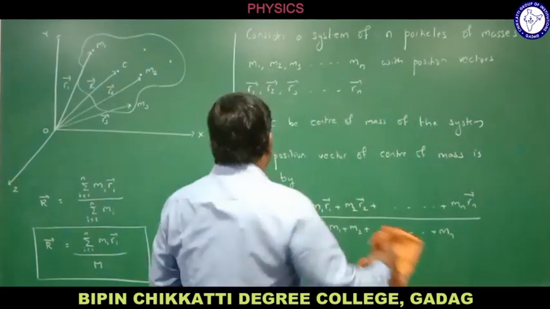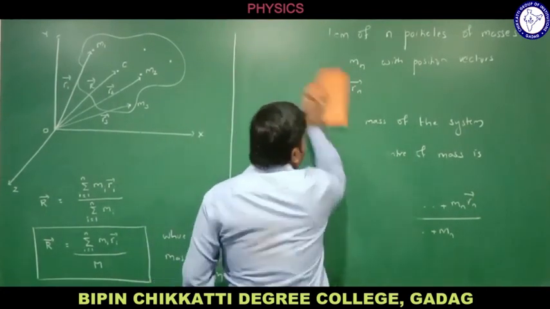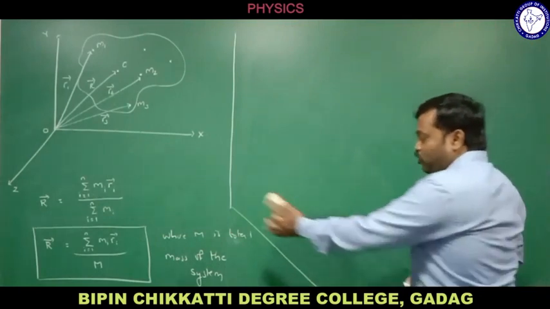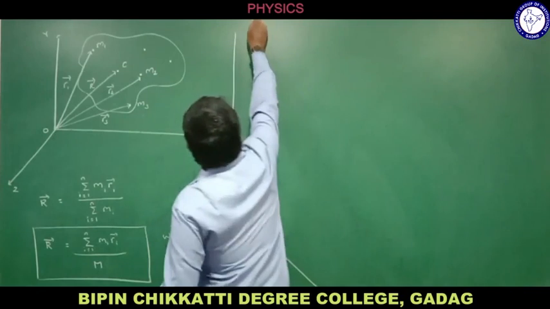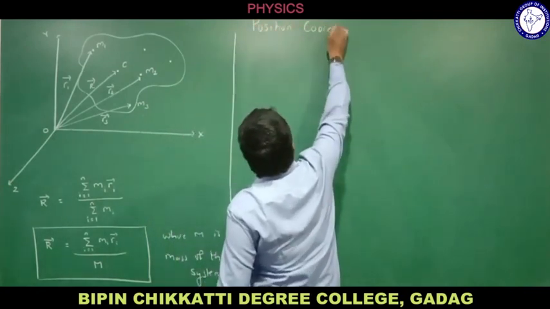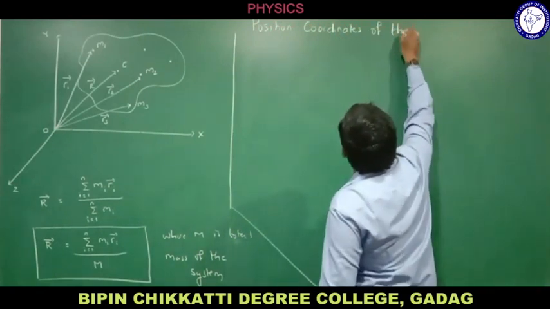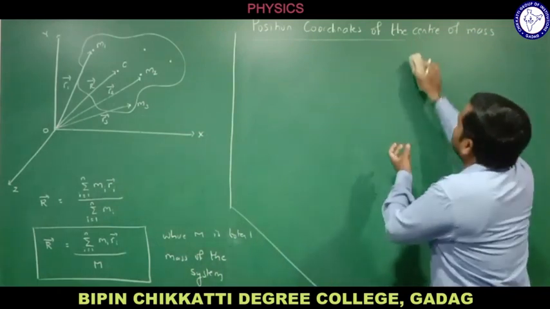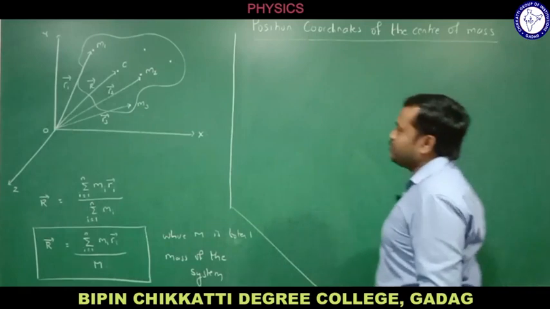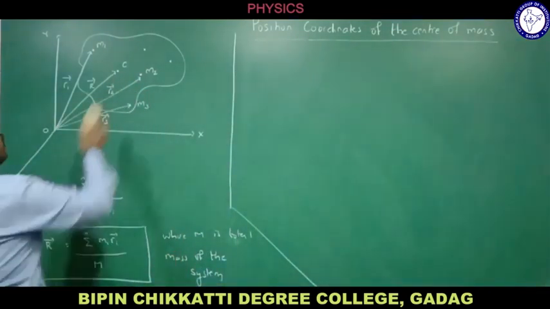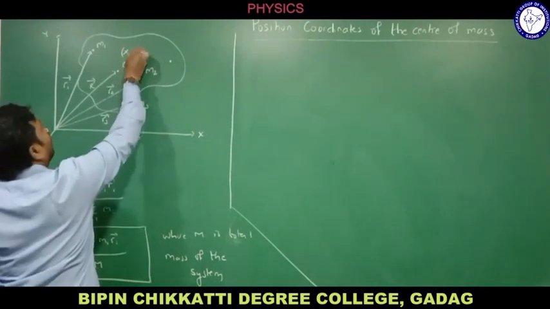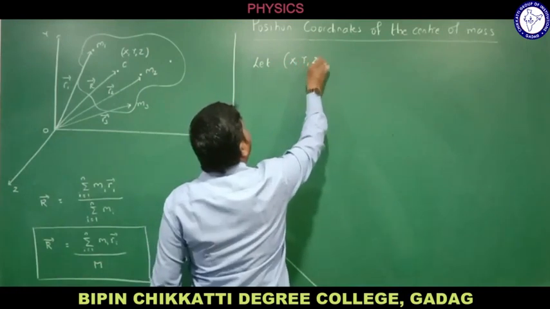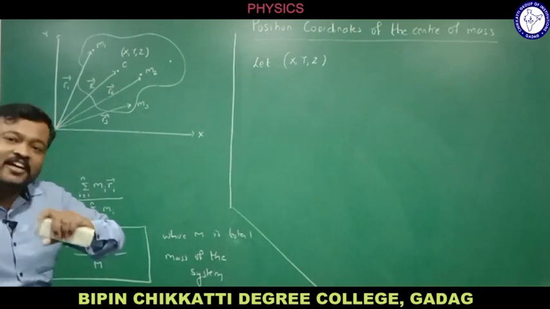Now let me calculate the position coordinates of center of mass. After we came to know the position vector of center of mass, let us calculate the position coordinates. What are the coordinates of the center of mass? I can write the coordinates like this: X, Y, Z. Let capital X, Y, Z be the position coordinates where the center of mass is.